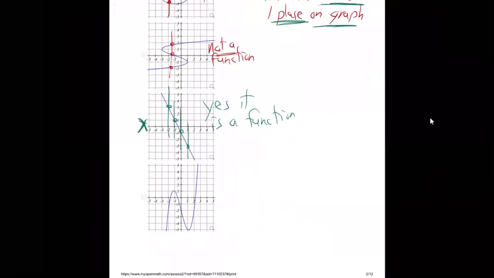That's what you want. How about this next one? This one's okay too. This one's going to be a yes. Why? Because every vertical line, if I do straight vertical lines, they're only going to hit one time. It's got to be perfectly vertical lines. See how every vertical line only hits one place on the graph? Yes, it is a function.